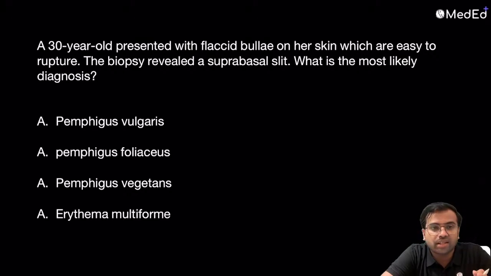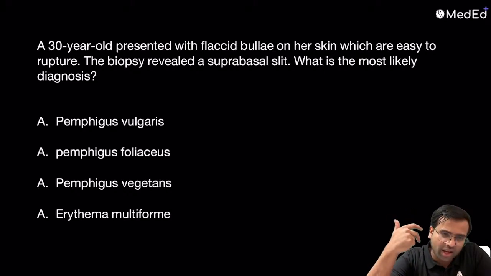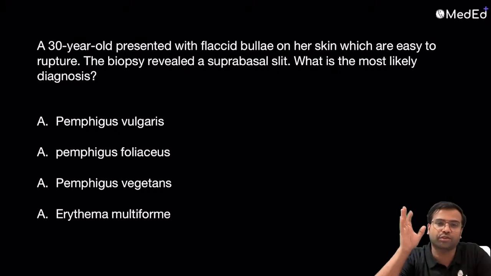A 30-year-old patient presented with a flaccid bulla on her skin, which are easy to rupture. The biopsy revealed a suprabasal split. What is the most likely diagnosis? Now, in this MCQ, we are coming to a very important topic in dermatology, which is going to be vesiculobullous diseases. And you must have learned about many vesiculobullous diseases. Just see the options: pemphigus vulgaris, pemphigus foliaceus, pemphigus vegetans, and there is one more option, that is erythema multiforme.